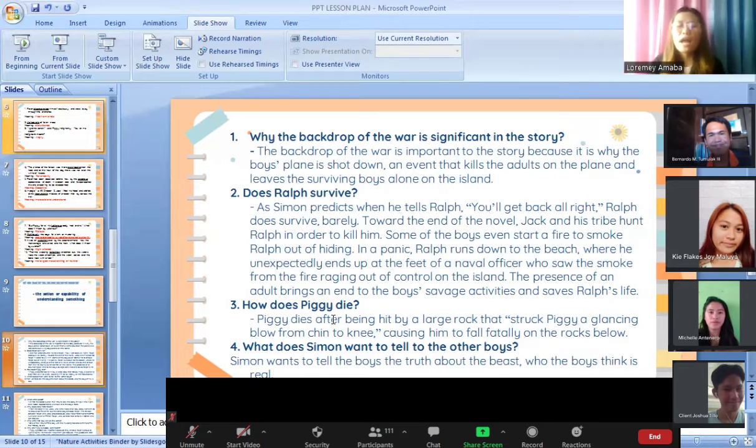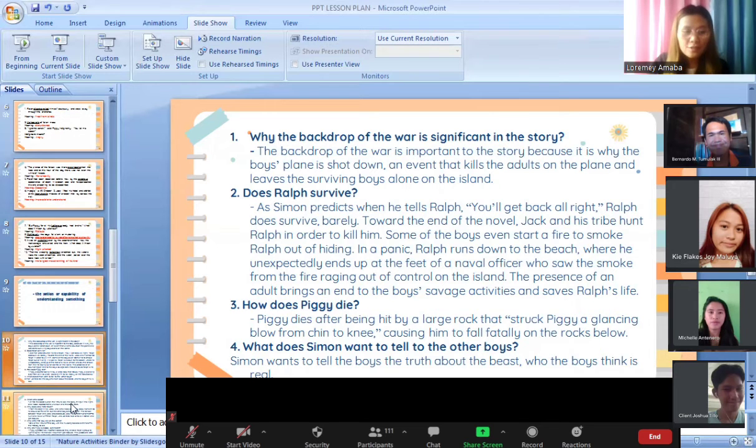Number three question, how does Piggy die? Piggy dies after being hit by a large rock that struck Piggy a glancing blow from chin to knee. Okay, number four question, what does Simon want to tell the other boys? So what do you think, class? The truth about the beast. Wow, very good answer. Yes, Simon wants to tell the boys the truth about the beast, which the boys think is real.